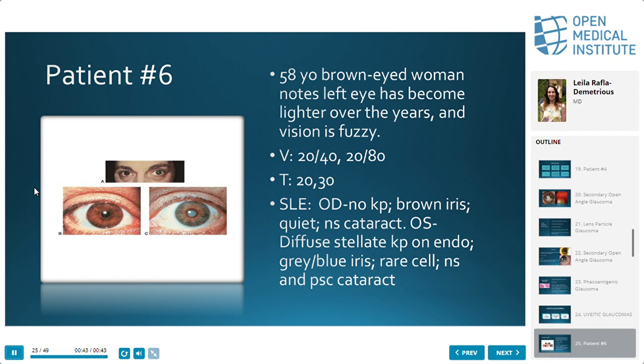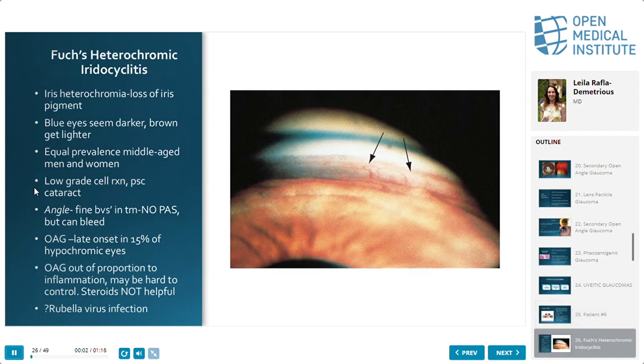Very good, yes. So this is Fuchs' heterochromic iridocyclitis, where we see iris heterochromia due to loss of iris pigment. So brown eyes actually look lighter and blue eyes get darker. There's an equal prevalence between middle-aged men and women, and you get a low-grade cellular reaction. The eye is not particularly inflamed looking at all.